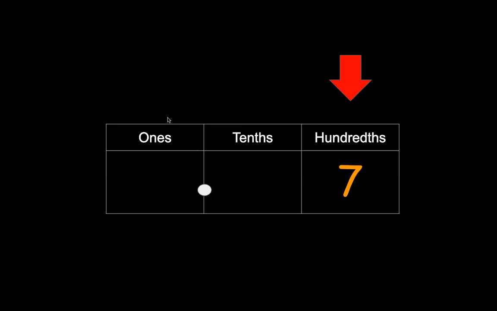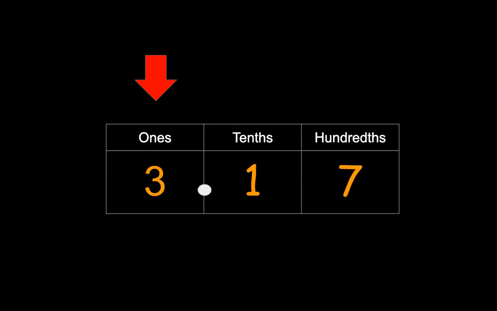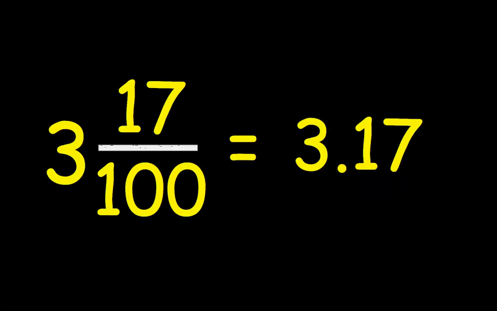Now, the 10/100ths, if you had a 1 here and a 0 here, it would be 10/100ths, wouldn't it? So the 1 just goes there. And then the whole numbers is easy. That's 3.17. So 3 and 17/100ths is 3.17 as a decimal.